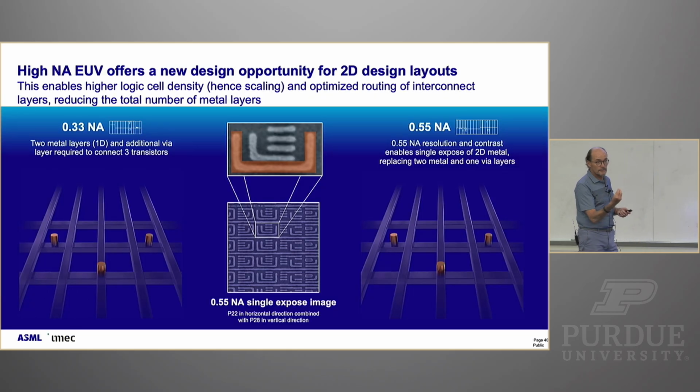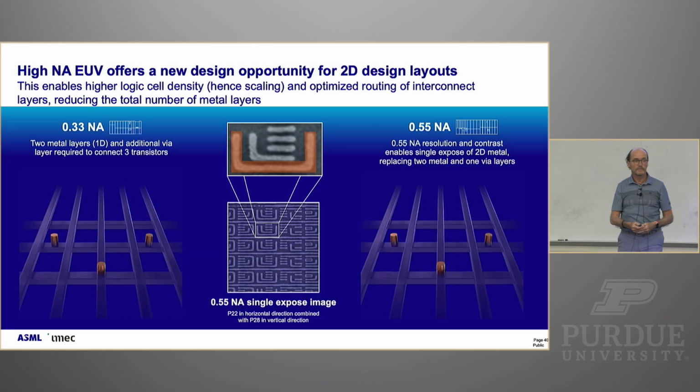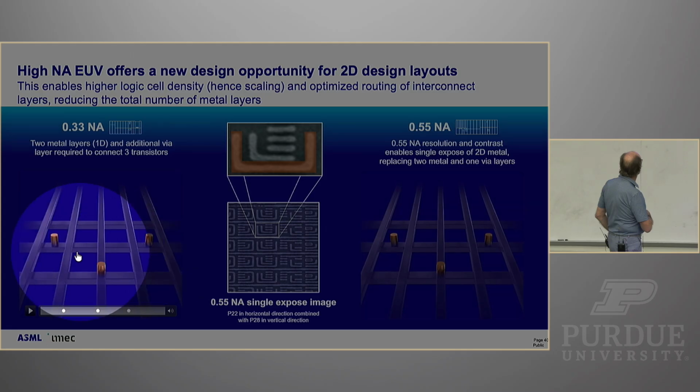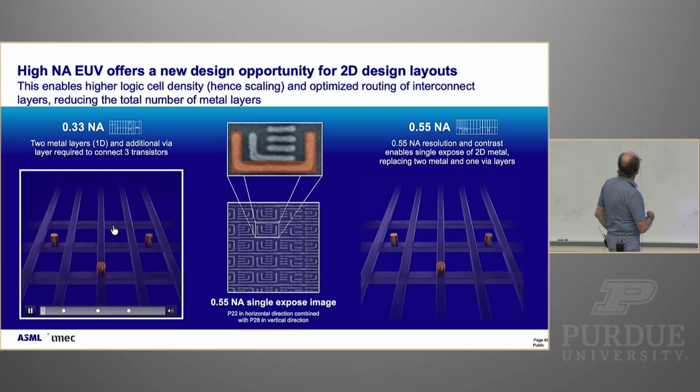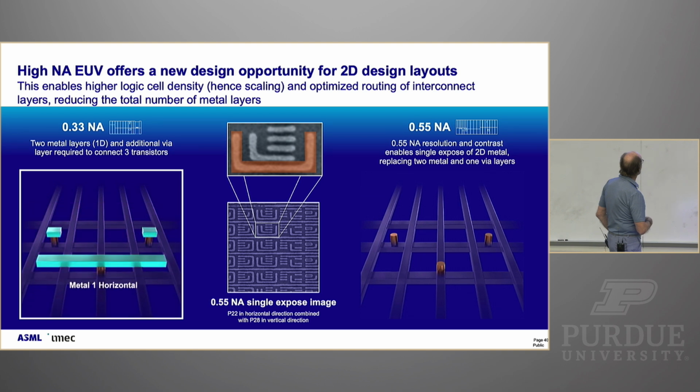If I can make the resolution even better, look here on the left. If I have a numerical aperture, that is how big is my lens, that drives the resolution. If that's limited to 0.33, and let's say I need to make a connection between this one and this one here, but there is also something going on here, then I basically first make these contacts.